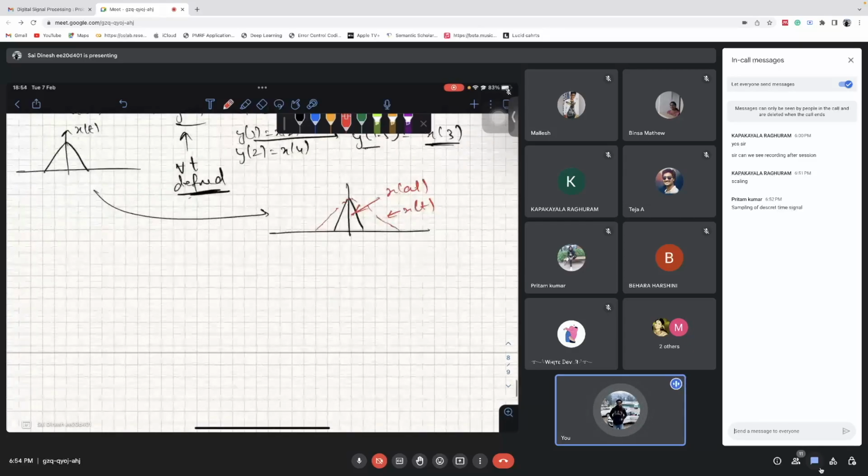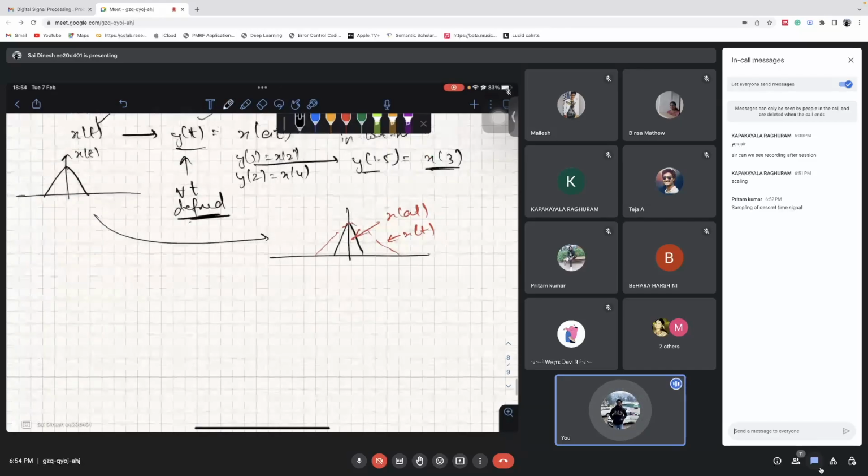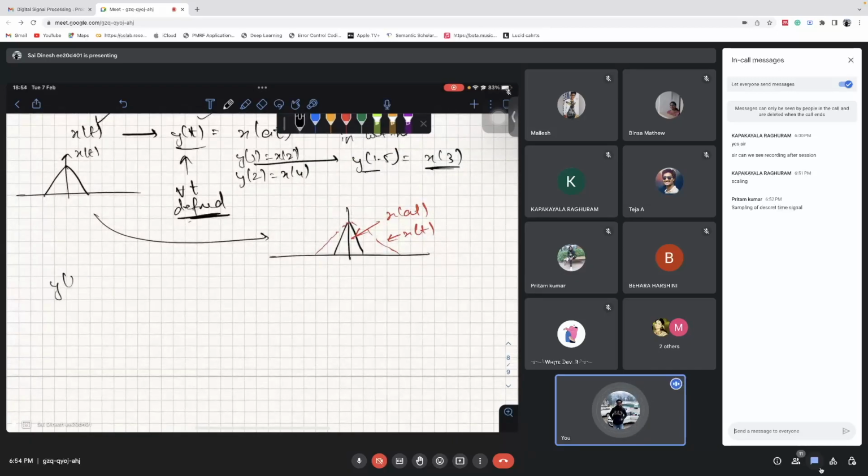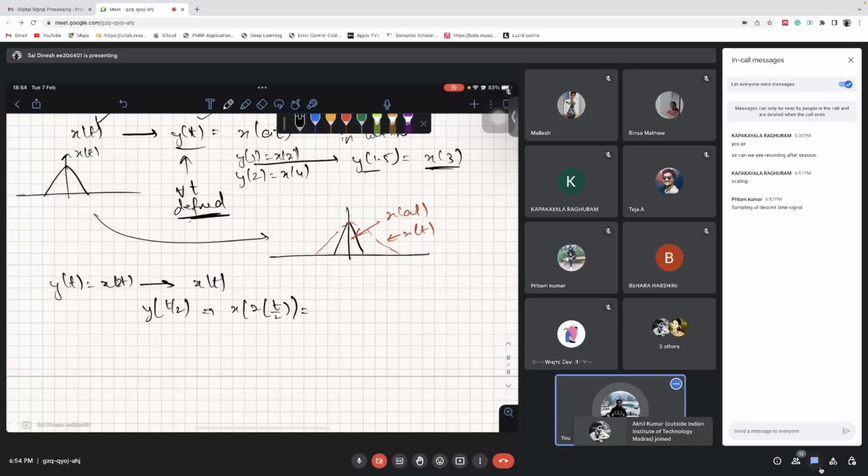Now if we move to the, so here, since all the values are defined, again from y of t is equal to x of 2t, you can go back to x of t simply by y of t by 2. If we do y of t by 2, what is it? x of 2 into t by 2, which is x of t.